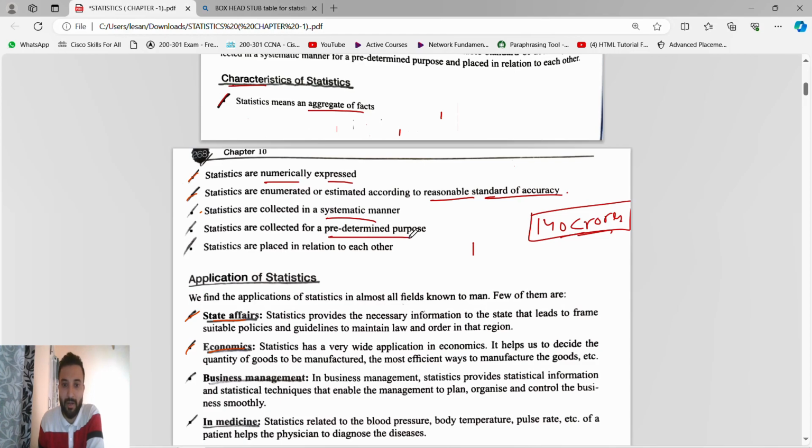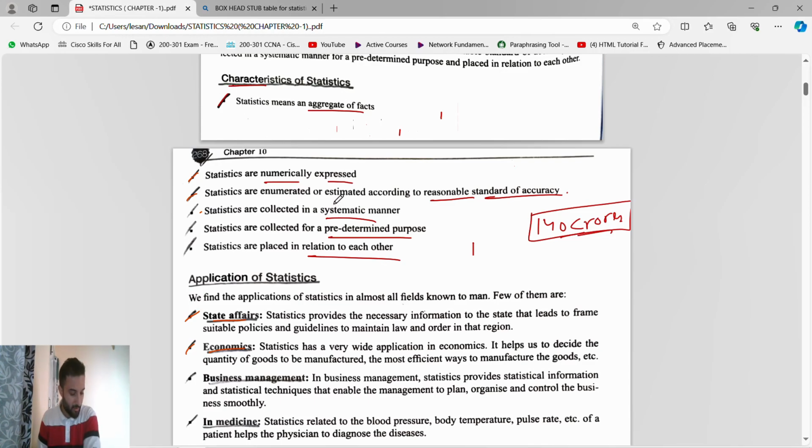Statistics are collected for a predetermined purpose. We know the purpose, right? Why we are collecting the data. Statistics are placed in relation to each other. See, in statistics also relationship is there, but in your life no relationship. Make my reels, brother. Okay, so in relation to each other means collection is related to presentation, presentation related to interpretation, analysis related to interpretation. Okay, so where I have ticked, this whole thing you have to read.